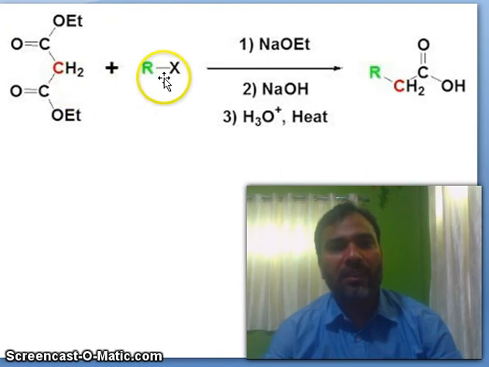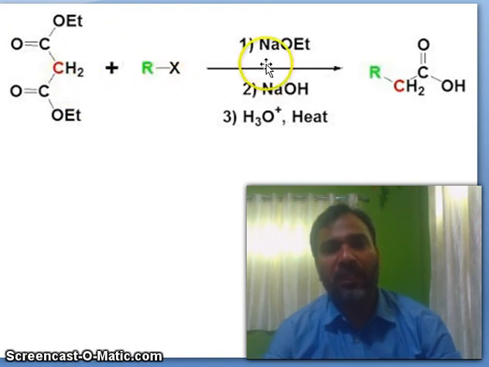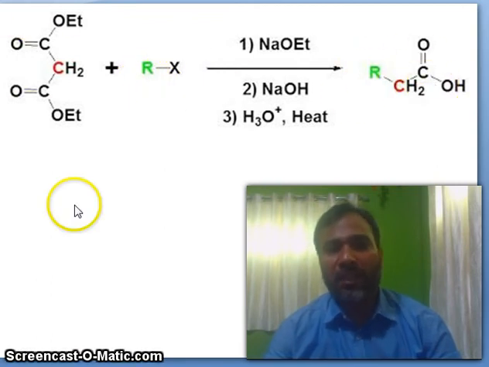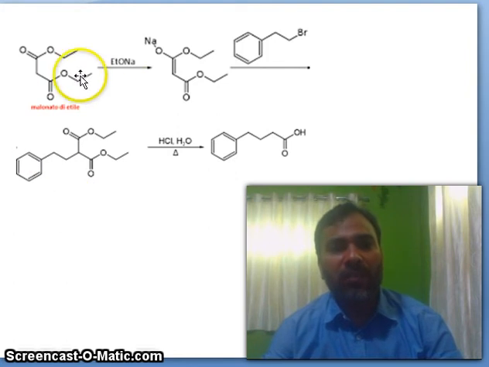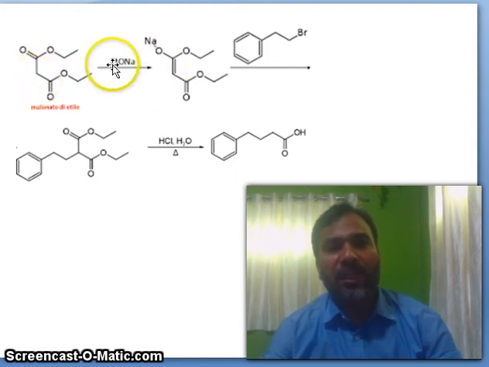Again you see the CH2 group reacts with RX, and subsequently with sodium ethoxide, sodium hydroxide, hydrolysis, and heat, you will get RCH2. This R is coming from here, and this CH2COOH group from malonic ester. Another example, you see CH2 is here, malonic ester reacts with sodium ethoxide base forming this, and this compound attaches here, and on hydrolysis gives this product.